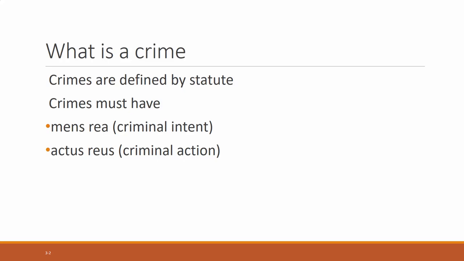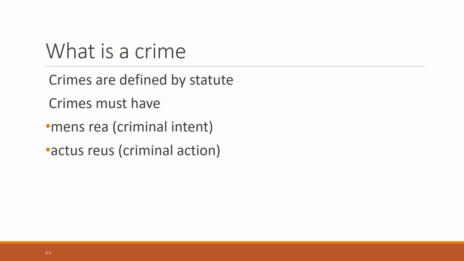And then a crime must have these two elements. These are the Latin terms for it that they use in law. One is called mens rea, which means criminal intent. So you have to be intending to commit a crime. We'll talk a little bit more about it later. You don't always have to be intending to commit a crime. If you're doing something that is, say, particularly dangerous, and your intent was to do the dangerous thing, and then a crime occurs because of that, that's still intent, okay? We'll talk about that more.